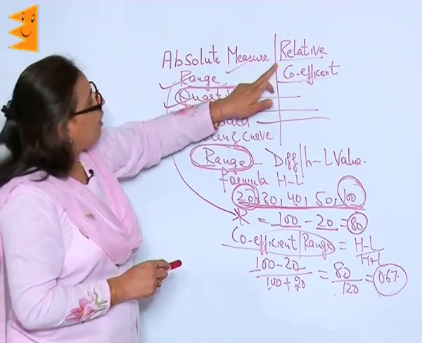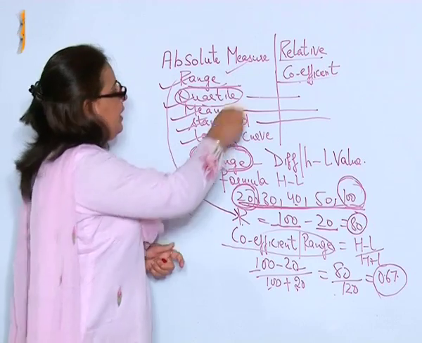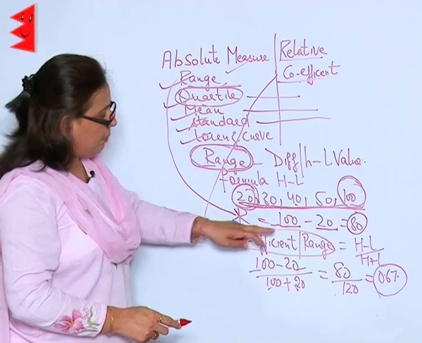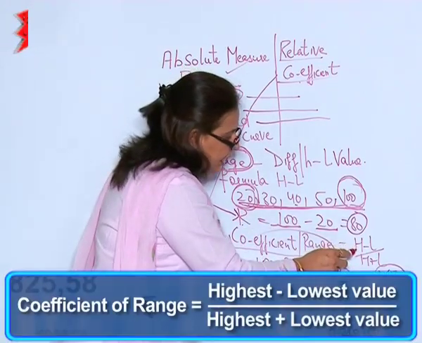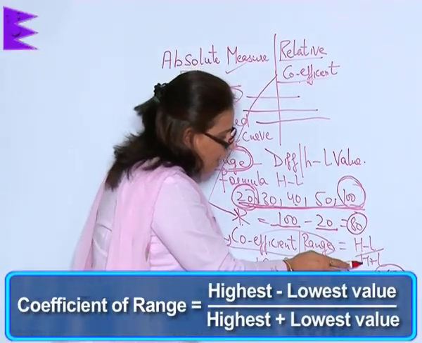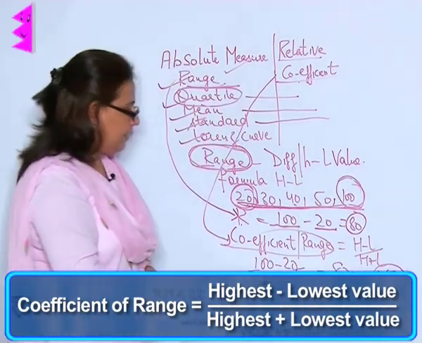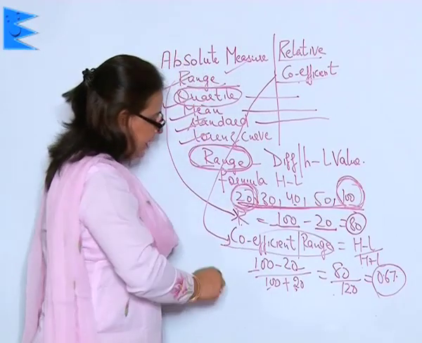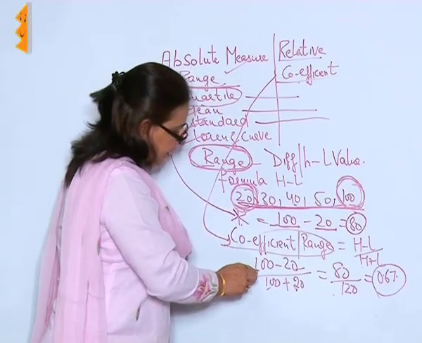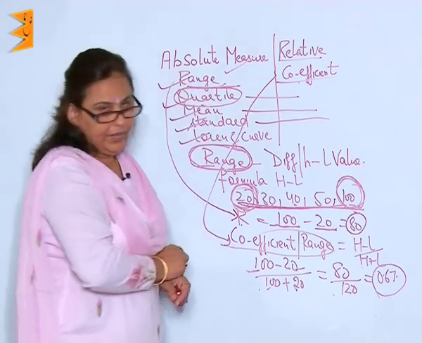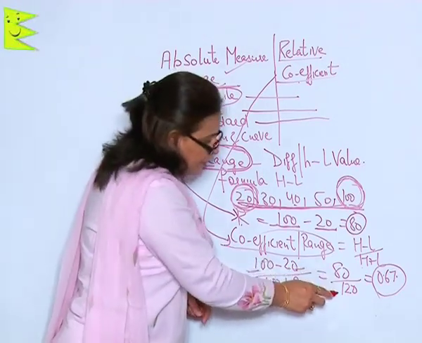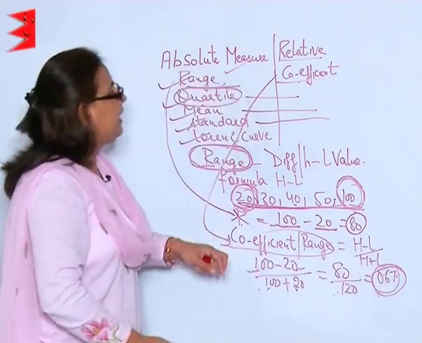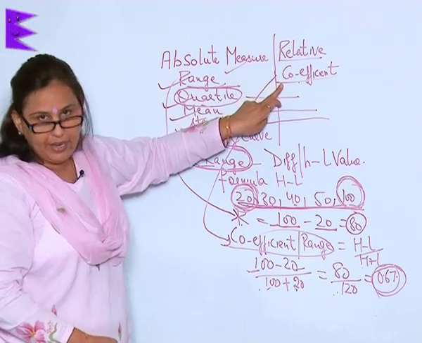But when I have to find out the relative measure, that is the coefficient of range, I am going to apply the formula which says highest minus lowest value upon highest plus lowest value. We already know the highest and the lowest values, which means 100 minus 20 upon 100 plus 20, which will give me 80 upon 120, giving me 0.67 as the coefficient of range.